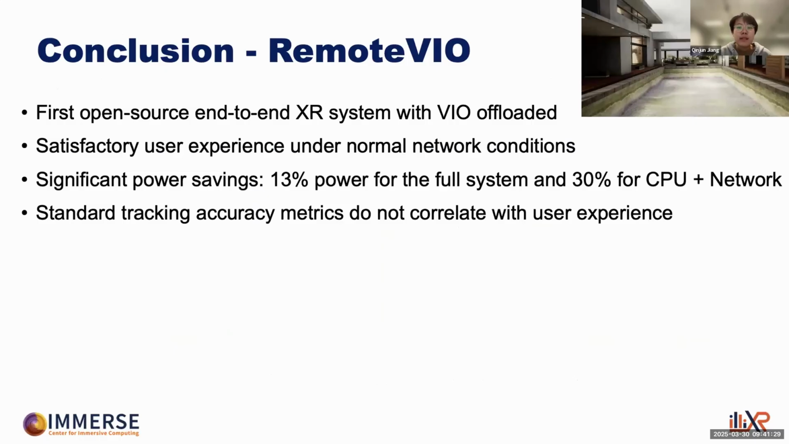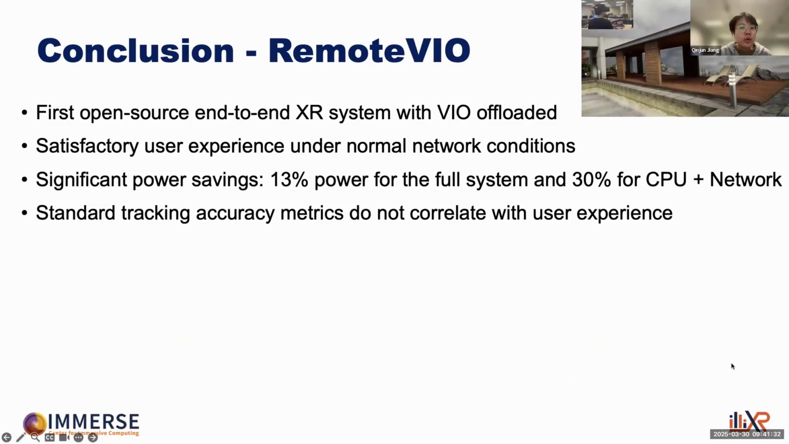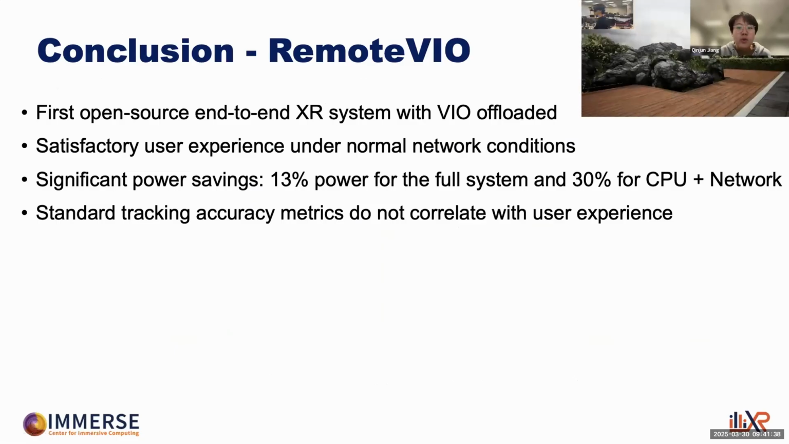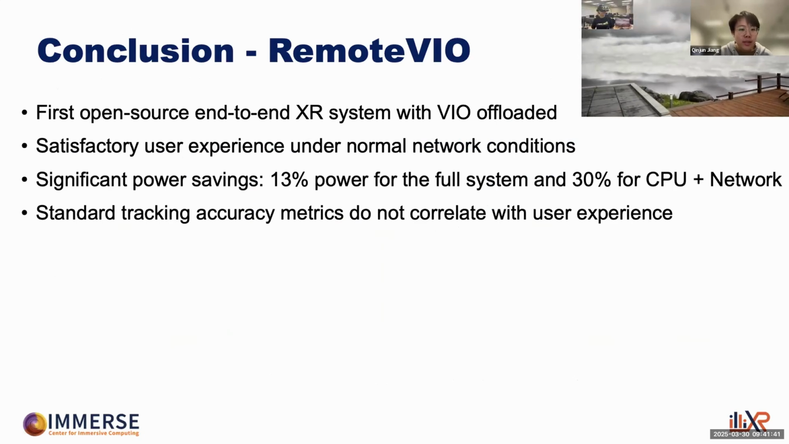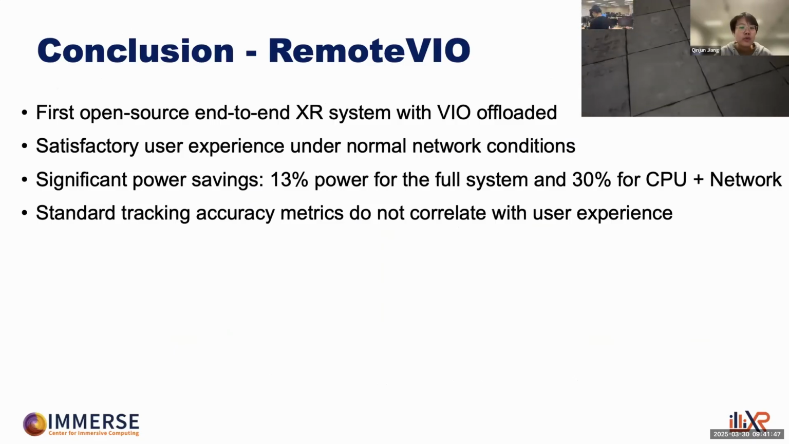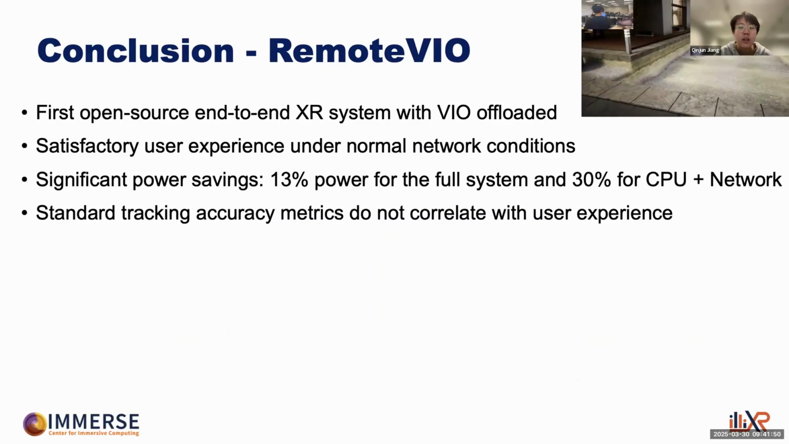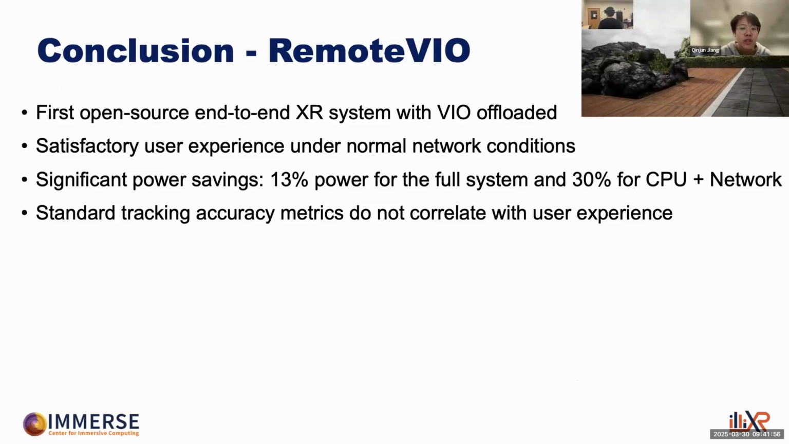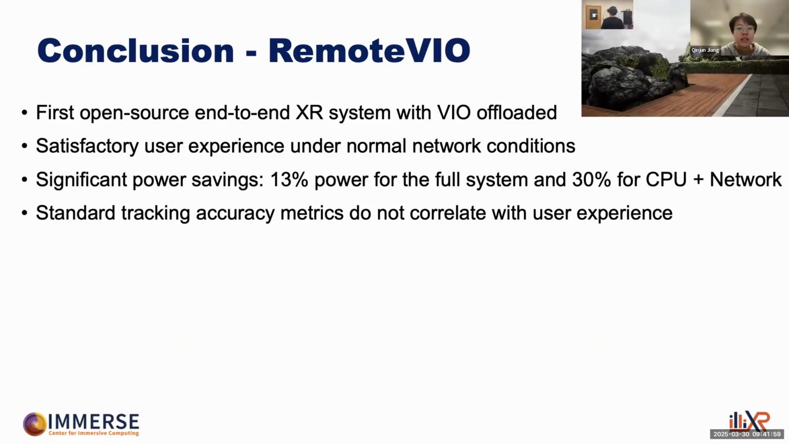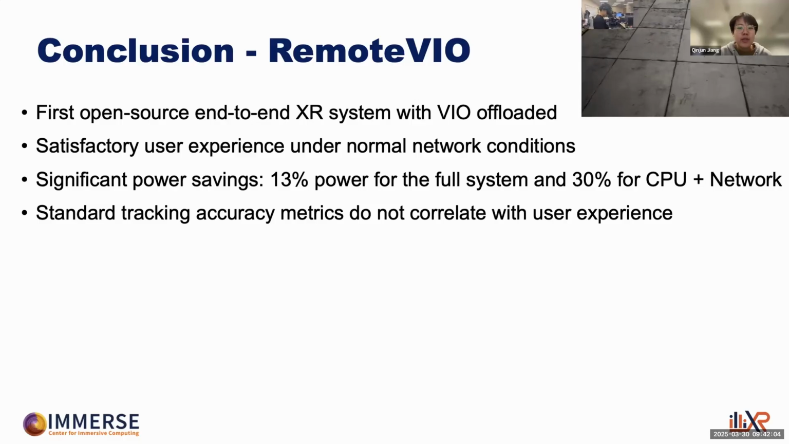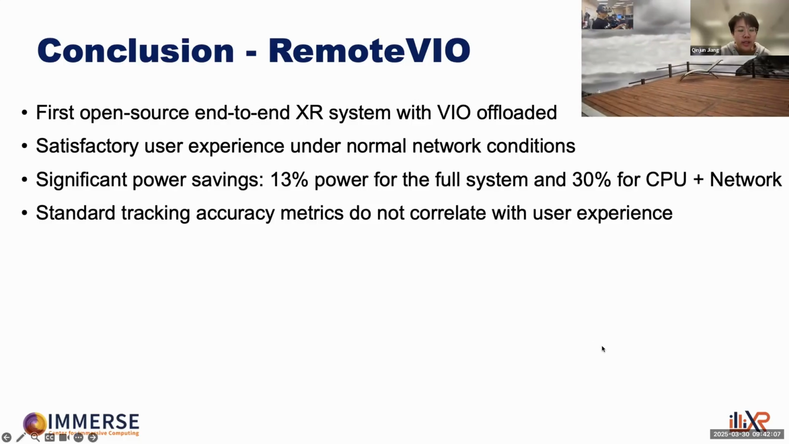So in conclusion, we present Remote VIO, which is a first open source end-to-end XR system with VIO offloaded. Through our user study, we proved that Remote VIO preserves satisfactory user experience under normal network conditions, such as live Wi-Fi and 5G. Through a power measurement on mobile class platforms that accounts for the wireless transmission, we show that remote VIO saves on average 30% of power for the full system and 30% for the CPU plus network. We also identified that standard tracking accuracy metrics do not correlate well with user experience, which conveys 2 important messages.